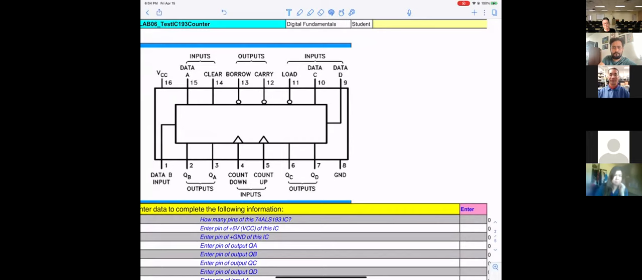Sometimes if you're not loading, you reset, clear the counter, and it counts 0 to 15. Sometimes people don't want to count from 0. They want to count from number 5 up, or they want to count from number 9 down. That allows you to load number 9 to the output, and now you let it count down. Then it can go 9, 8, 7, 6 and so on. Loading allows the counter to count from any number. Okay?